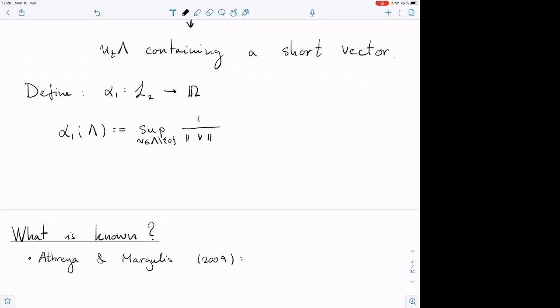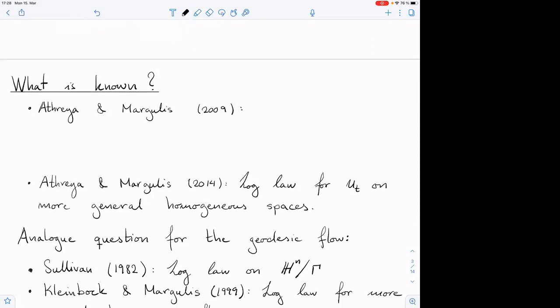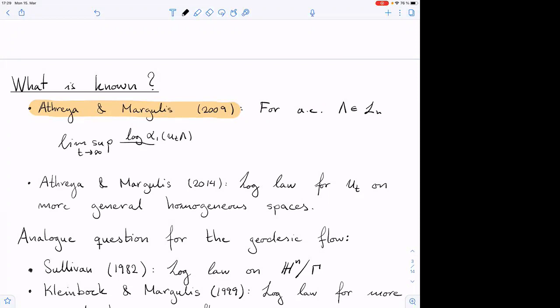And that leads me to talk a little bit about what is known about cusp excursions that is interesting to us for the purpose of what we want to do, which I haven't really revealed yet, but is coming soon. The central result interesting for us was in a paper by Athreya and Margulis from 2009. What they proved, actually a bit more generally, is that for almost every lambda in L_n, the lim sup as t goes to infinity of log alpha 1 of u_t lambda, divided by the logarithm of the time, is a constant, which is 1 over n. This is commonly referred to as a logarithm law for the unipotent flow.